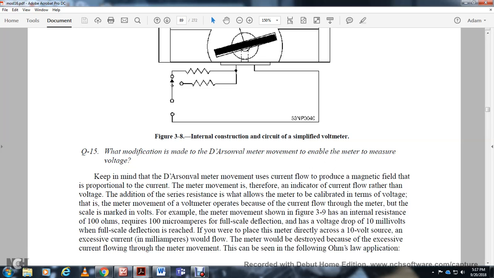The meter operates by picking up the current flow through the meter, and the scale of measurement is marked in volts. In this example, the meter movement is shown with an internal resistance of 100 ohms and requires 100 microamps for full scale deflection. That gives a voltage drop of 10 millivolts for full scale deflection. If it were placed directly across a 10 volt source and accepted the current in milliamps, the meter would be destroyed because of the excess current flowing through the meter movement, as can be seen from the application of Ohm's law.